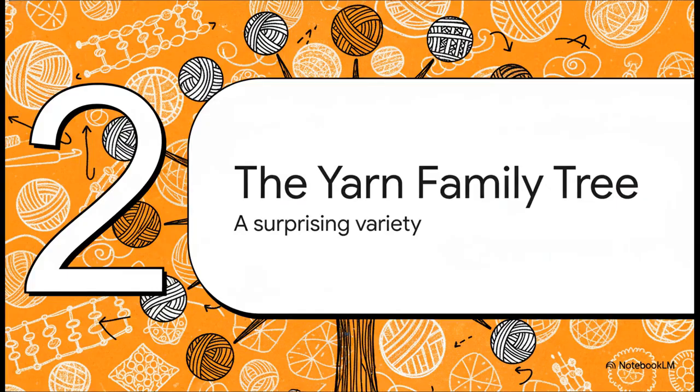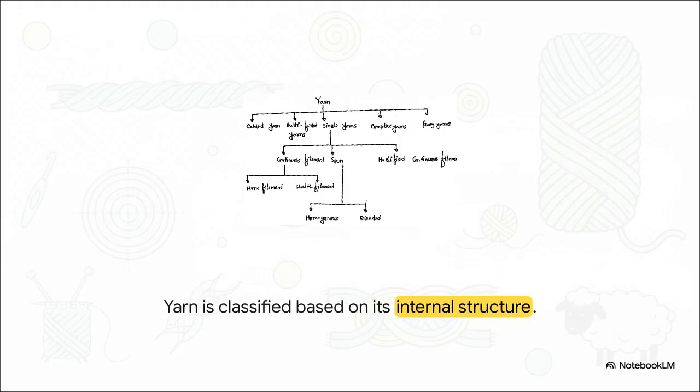Now, you might think yarn is yarn, right? But it turns out there's a whole family of different types, and each one has its own unique structure. Let's take a look. Think of this chart as the official yarn family tree. As you can see, yarns get classified based on what's going on inside them, and we're about to explore some of the most important branches.